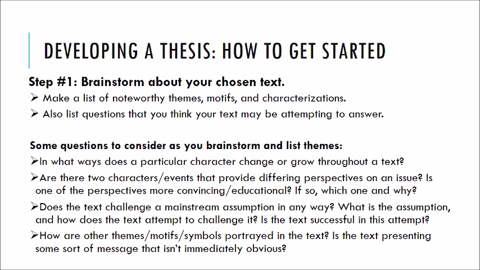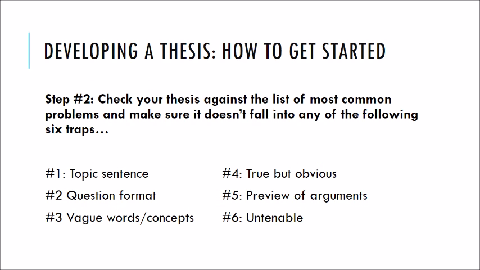How about the other themes, motifs, and symbols portrayed in the text that you've been brainstorming? Can you look at any of them and identify a message that the text is presenting? Some sort of message that isn't immediately obvious. Once you've got a bunch of different ideas written down, take one of them and try to work it up into an assertion that you can make about the text, something you can then go on to prove. That's your thesis statement. Once you've got that, then you want to check it against the 6 most common weakness issues that thesis statements can have.